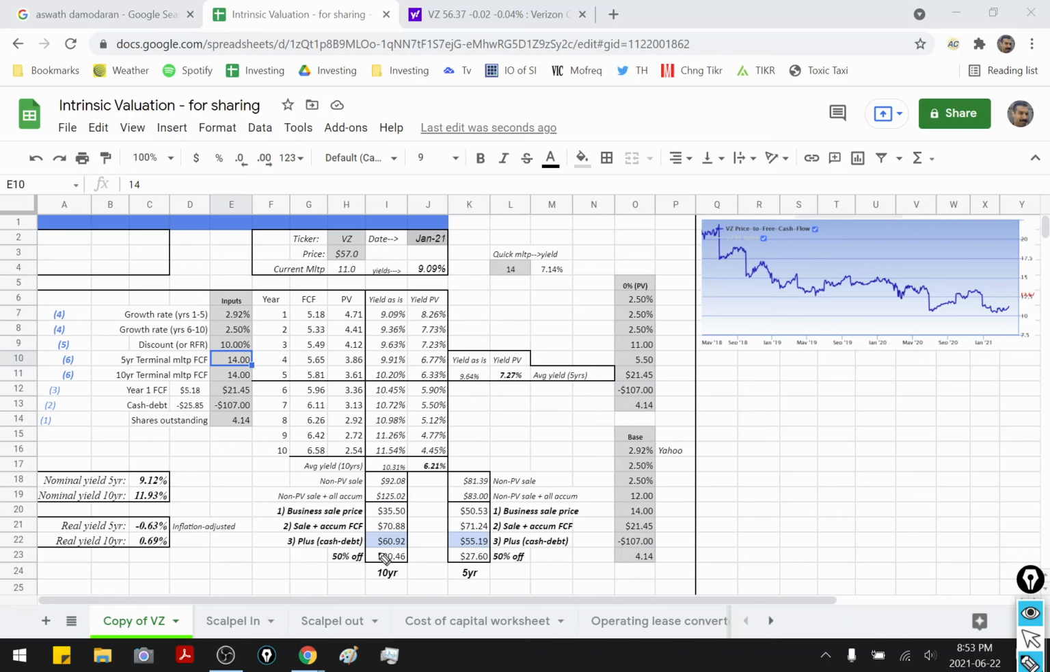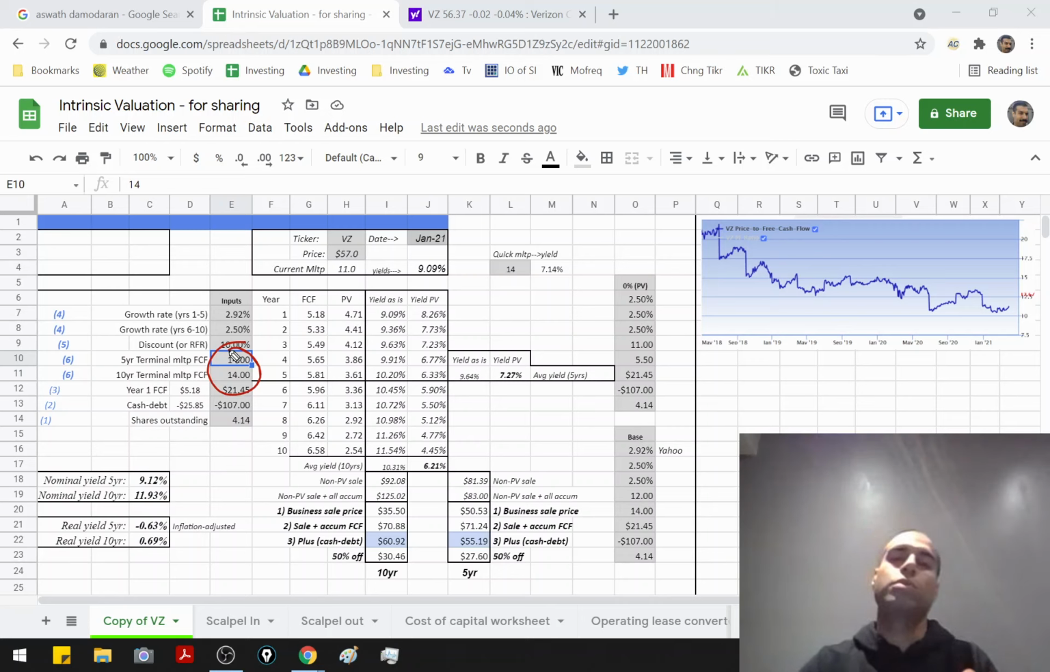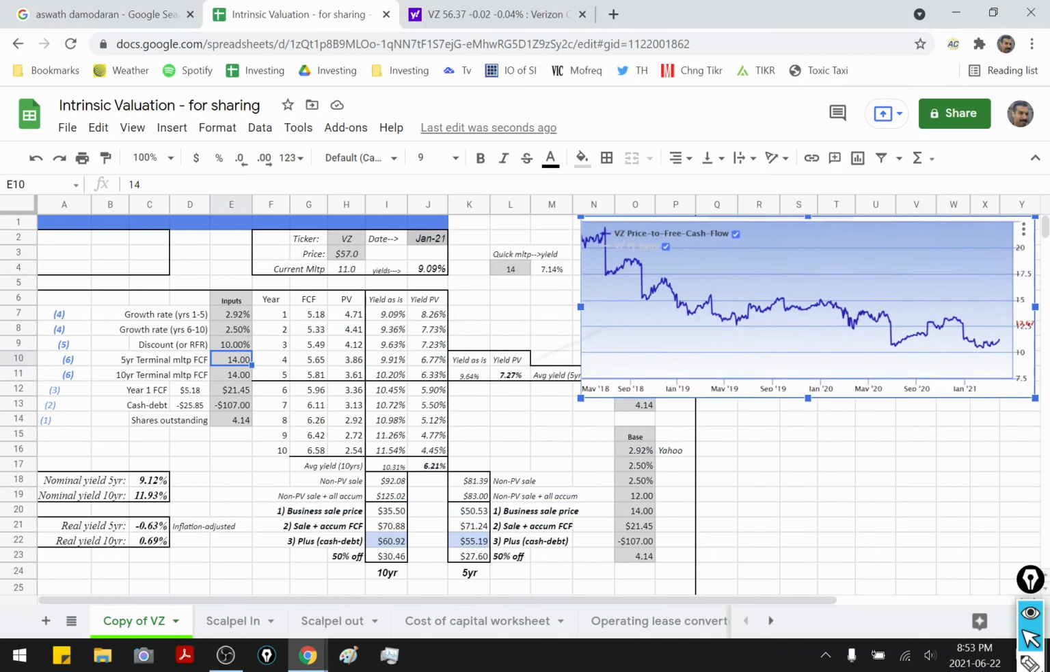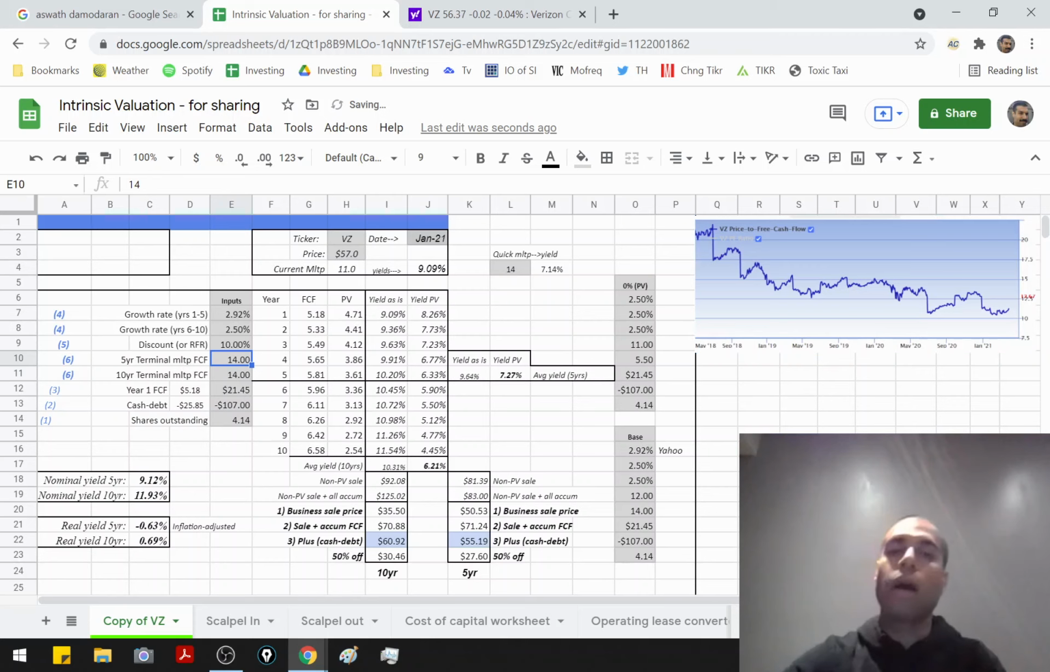Again, you can play with it. Now finally, you need to put your terminal multiple here. The terminal multiple is similar to a price earnings ratio. So basically you want to find a price to free cash flow ratio. And what I will often do is look at historical price to free cash flow ratios for a company. I will look at comparable companies. Again, each company, it depends. It really depends what you're going to put in here.